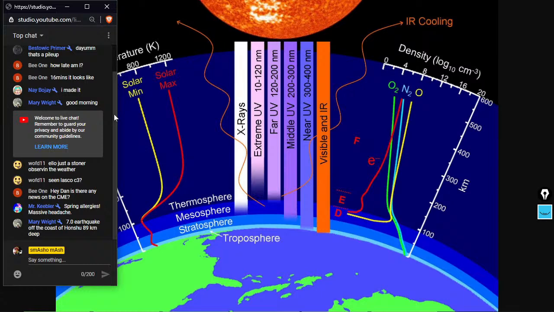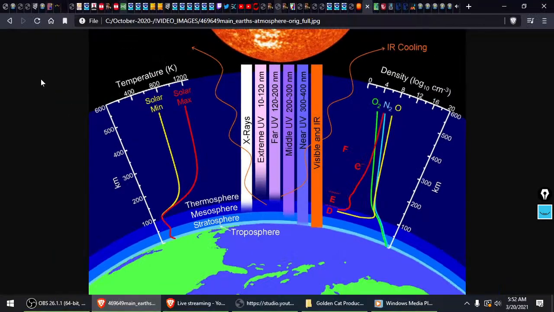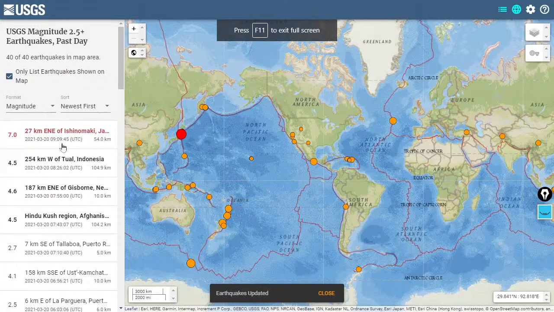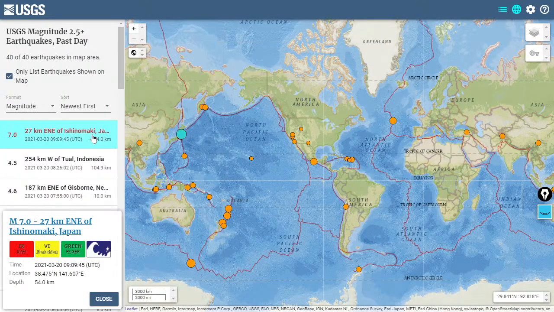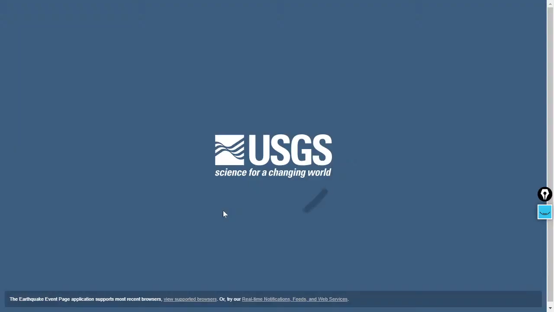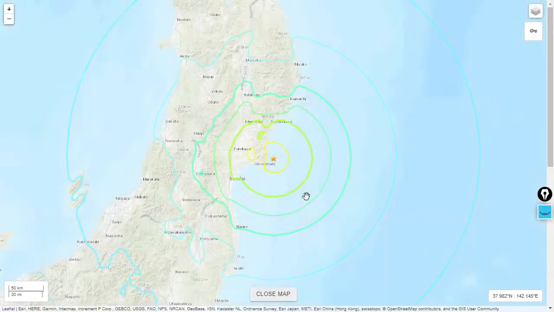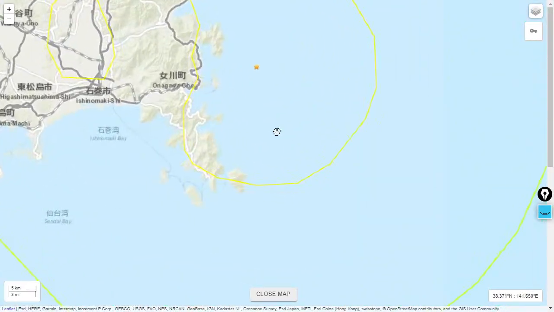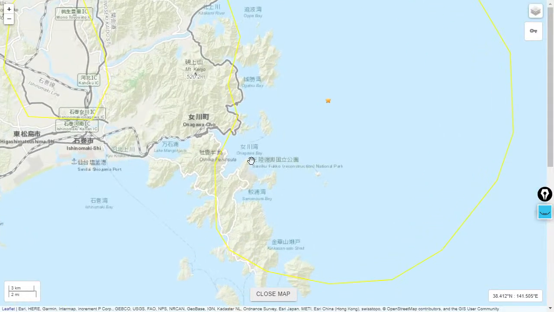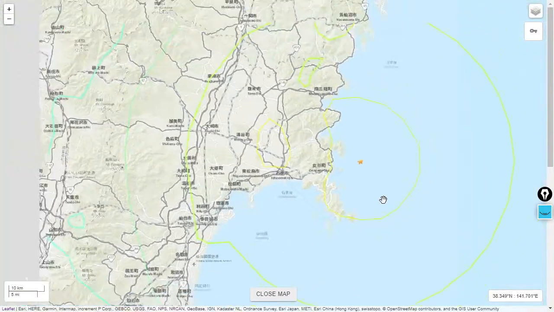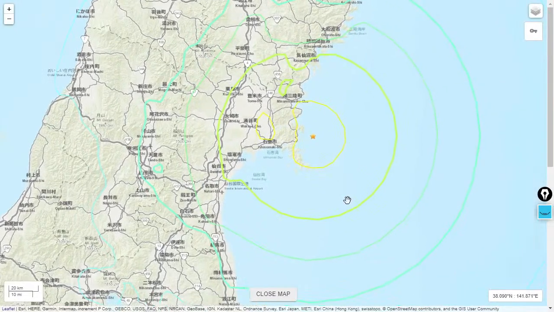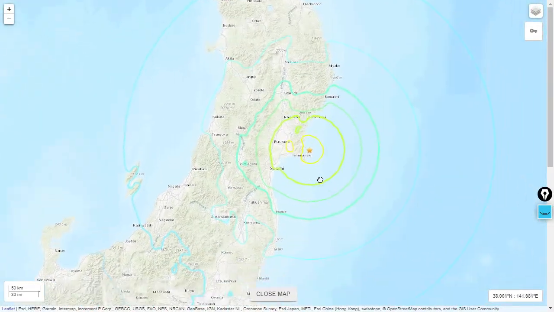And Mary reports that a 7.0 earthquake just happened off the coast of Honshu. Let's go back to earthquakes, and there it is. A 7.0 happening while we do the live stream. Take a look at the location of that. And thanks for the update, Mary. Just off of Ogatsu Bay. I don't think they cause tsunamis when they're that close to the land, do they?